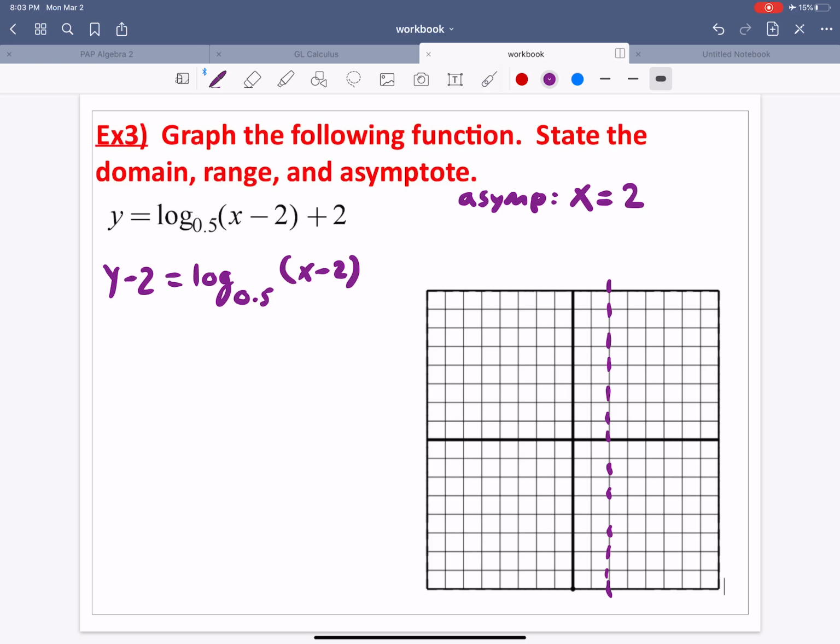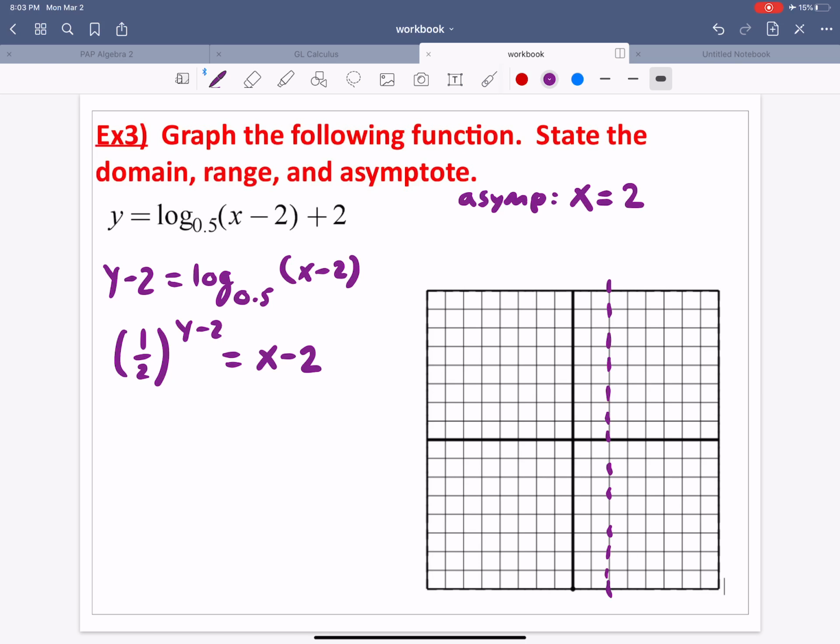And there it is. It's isolated, the log is. So now I can just simply rewrite it. Now, instead of using 0.5, I'm going to use 1/2 because I'm going to do some of these calculations without a calculator, and dealing with 1/2 is easier to me than 0.5. Okay, so I'm going to rewrite the base as 1/2, and the exponent is y minus 2, and that equals x minus 2.